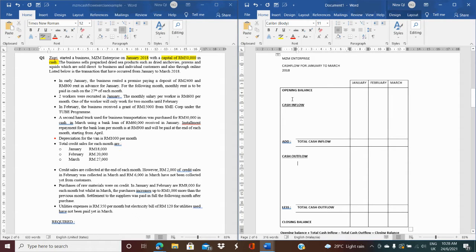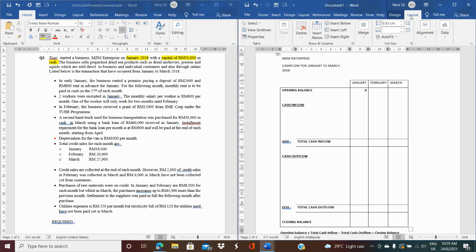Before that, this is the first month that the business started. Is there any opening balance beforehand? No, there is nothing. The business does not have anything, so the opening balance will be zero, no cash. So this is the first transaction, the cash inflow received from the capital.